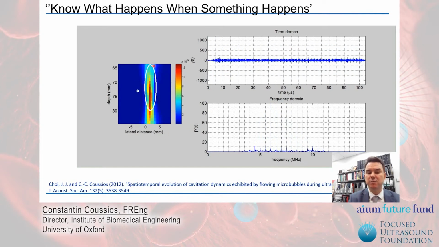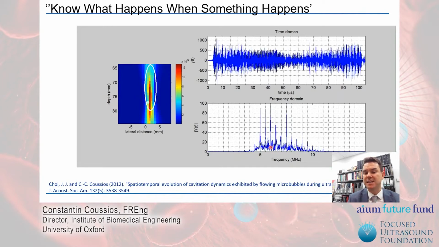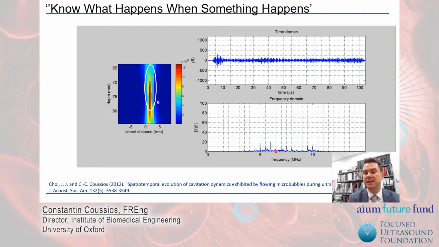In this video here from James Choi at Imperial College, we can actually see that depending on where we place our voxel of interest in the field, we can identify simultaneously existing different cavitation regimes that consist either of narrowband emissions only, non-inertial cavitation, or broadband emissions, inertial cavitation.